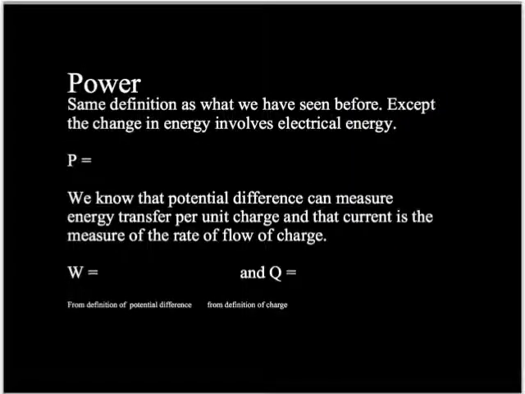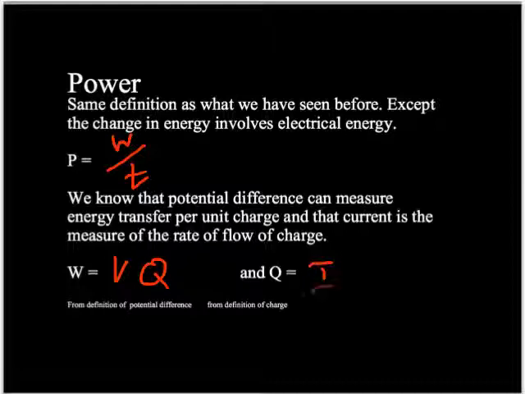Power is essentially the same, but we can use some terms we've known for electrical energy. So power is equal to work divided by time. Now we can use two definitions to create a new power formula. So work is VQ, in terms of potential difference, and charge Q equals IT. So two defining formulas.